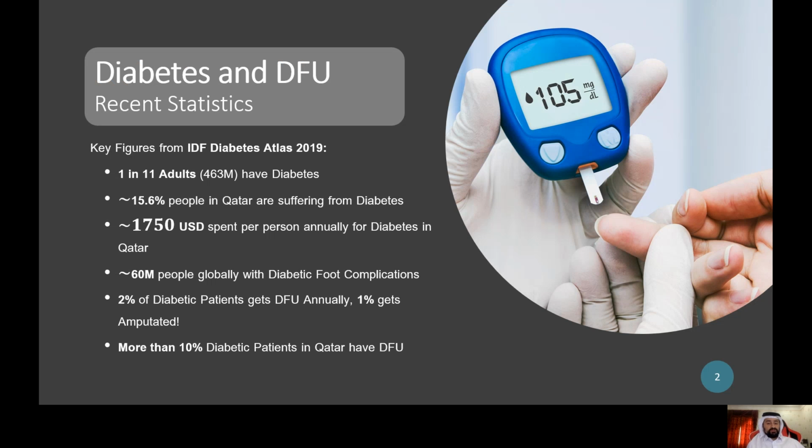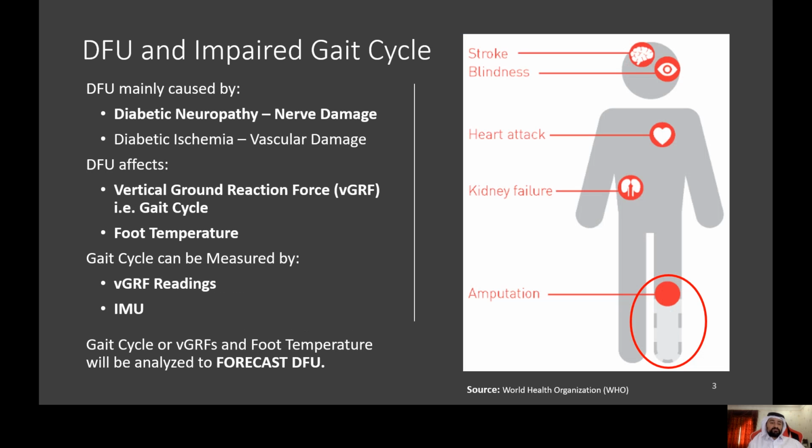According to statistics from the Atlas in 2019, 1 out of 11 adults has diabetes, and 15.6% of people in Qatar are suffering from diabetes. 60 million people globally have diabetic foot ulcers. 2% of people get DFU annually, and 1% get amputated. More than 10% of diabetic patients in Qatar have diabetic foot ulcer.